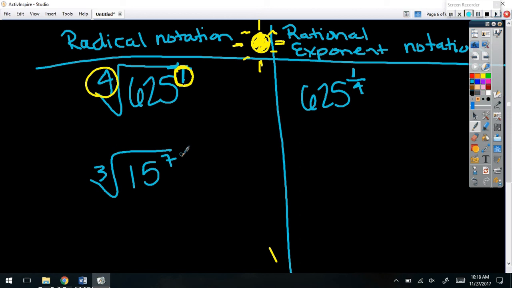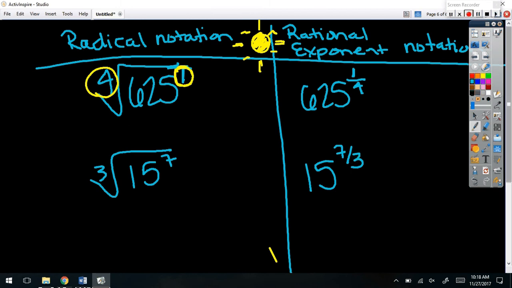If I rewrote that with an exponent, the base is still 15. What is the fraction? 7/3. Okay, I'm not asking you at this point to tell me what it equals. I'm asking you to change the form.